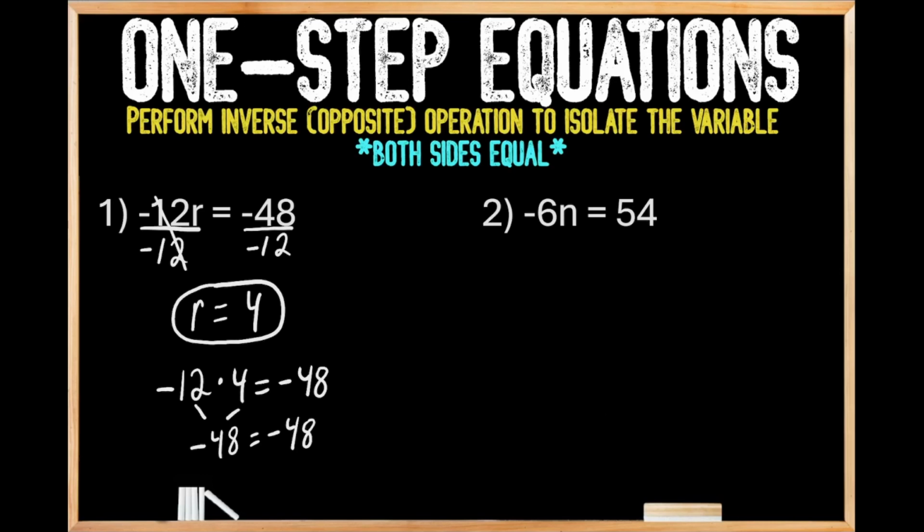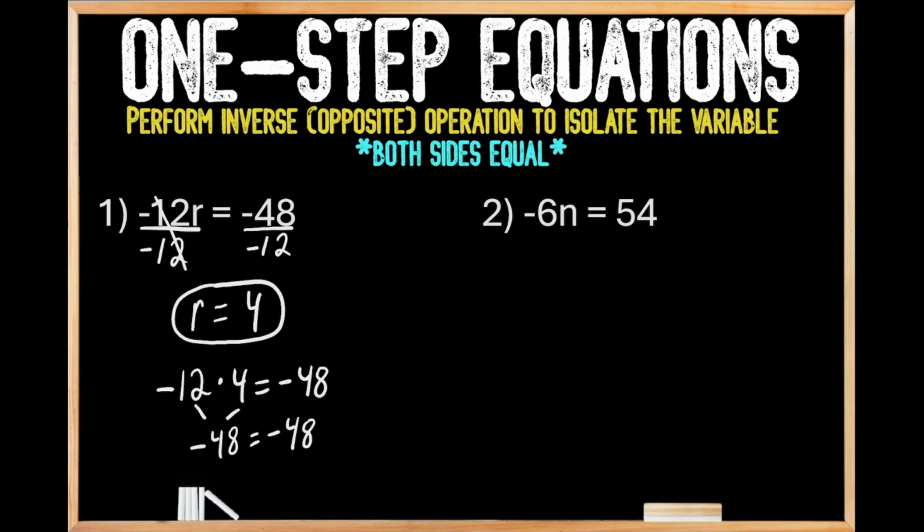Now moving on to question number 2, where this time we're being asked to solve for the value of n in the problem negative 6n equals 54. So just like with the first problem, in order for us to isolate our variable of n, we need to perform the inverse operation of whatever's being done to our variable.